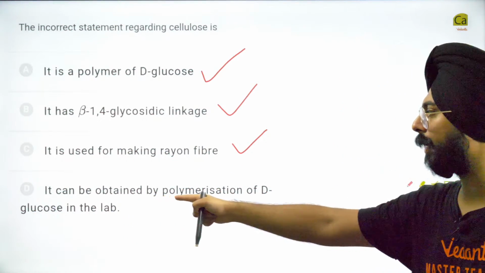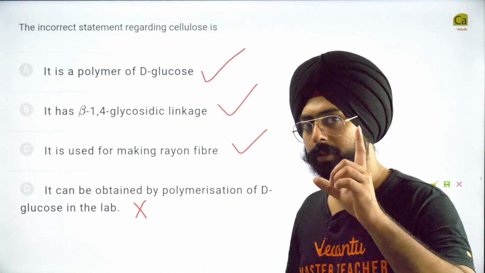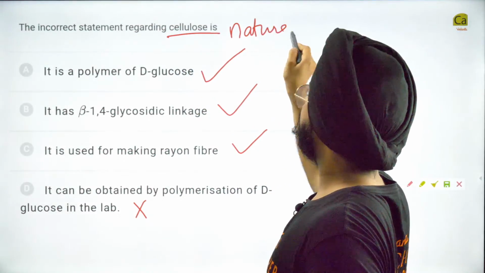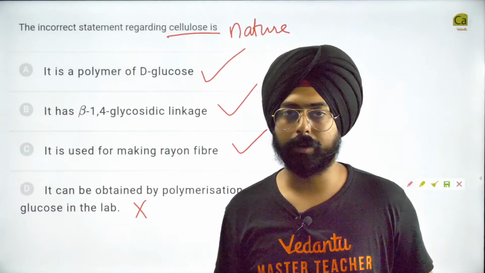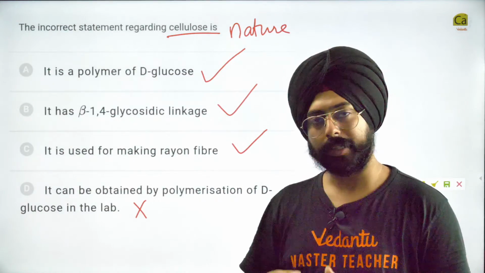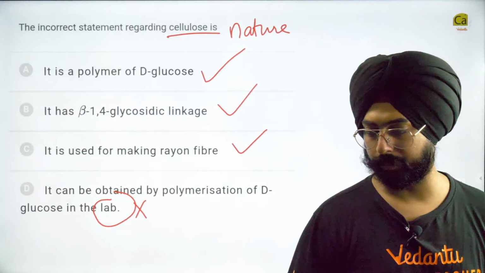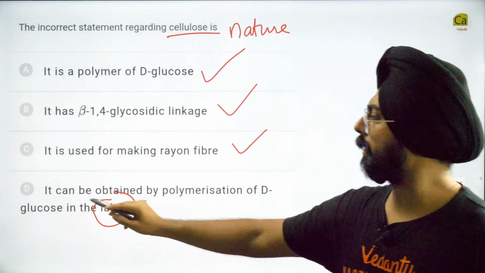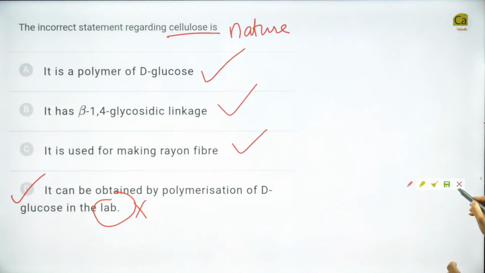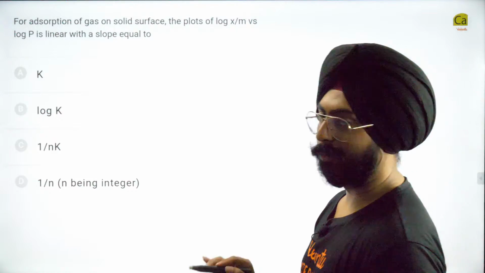And then finally, it can be obtained by polymerization of D-glucose in the lab. No. Cellulose is found naturally in nature, but in the laboratory, scientists have not made it yet. They have not tried because it is very easily available in nature. So in the laboratory, no one synthesizes cellulose. It's very hard to do so as well. This is the incorrect statement. Since you are NEET students, I am pretty sure you know biomolecules better than I do.